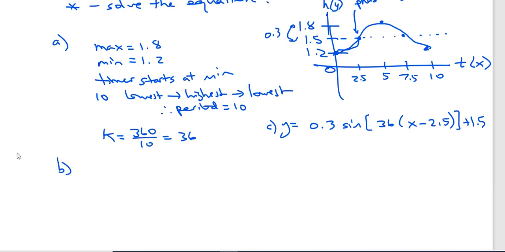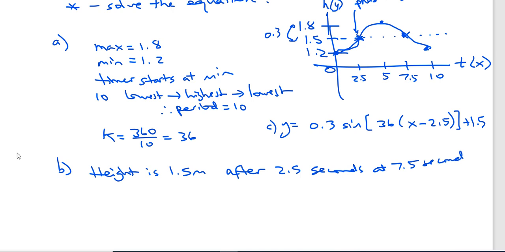For question B, all I have to do is look at the graph, because 1.5 is a very significant number. It is our average. So I'm going to write here: height is 1.5 meters after 2.5, seconds or minutes? Seconds, 2.5 seconds and 7.5 seconds. So that's within one cycle of the waves going up and down. The height is 1.5 meters at those two times. Now, if they said within 1 minute, let's say, when is the height 1.5 meters?